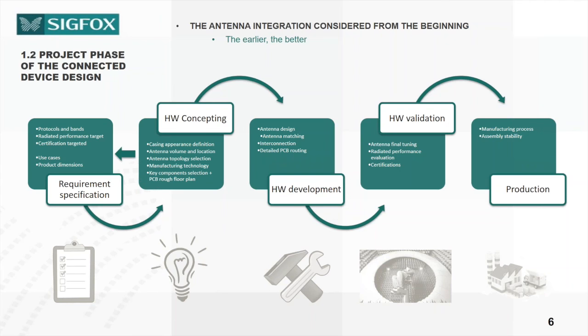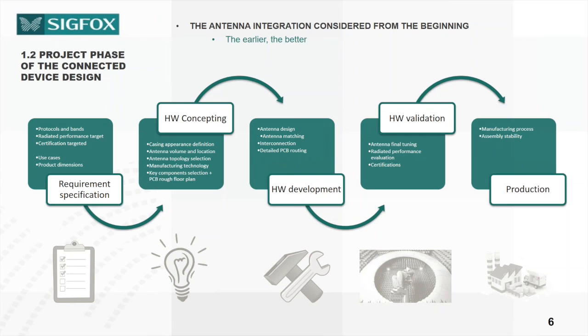Okay, at this point you may have to come back and change a few requirements, so this is not completely straightforward. But after the hardware concepting phase, usually you have the hardware development, and in this phase you do the antenna design. You may need to have an antenna matching circuitry, so this is the moment to place it. Then you also need to find a way to interconnect your antenna with the rest of the device and with the RF module, for instance.